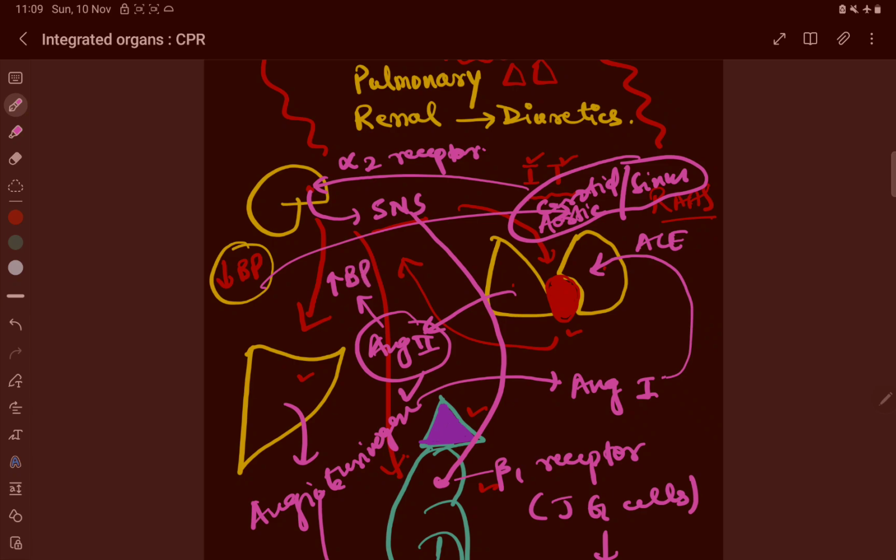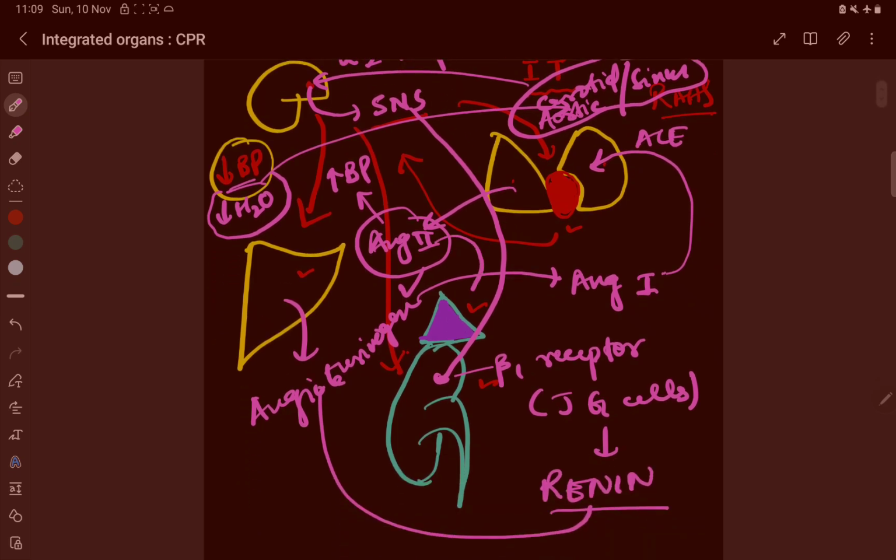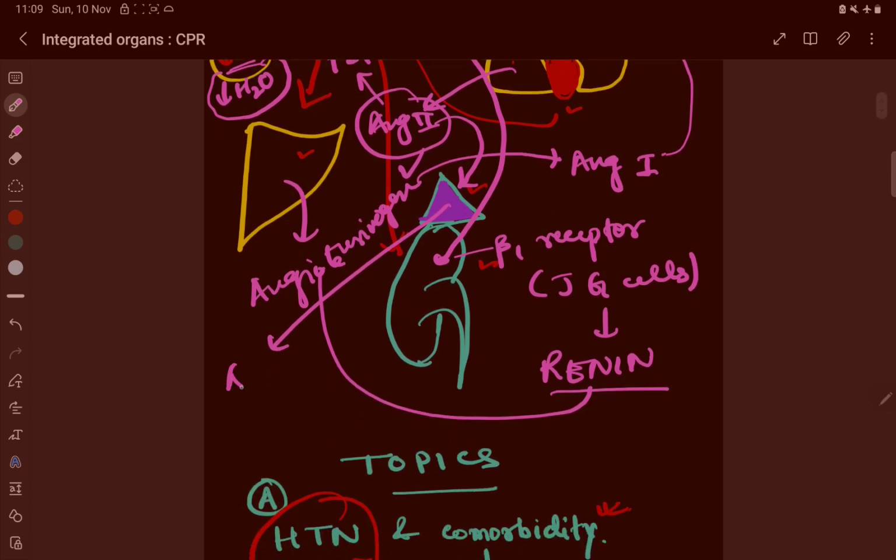Also, apart from a decrease in BP, if there is a decrease in H2O also, if there is some blood loss, then also the system gets activated. So what will angiotensin 2 do? It will act on the adrenal cortex and secrete aldosterone, which will increase the BP, and it will cause more water conservation. So it will actually increase the H2O, which will indirectly cause an increase in BP.